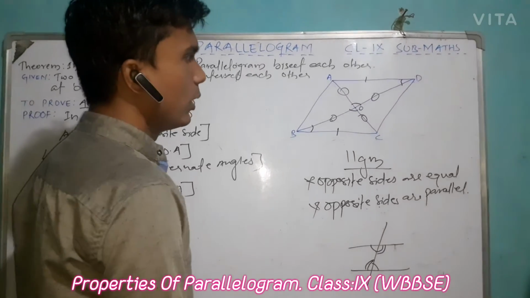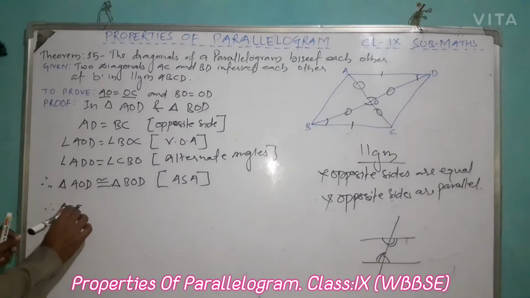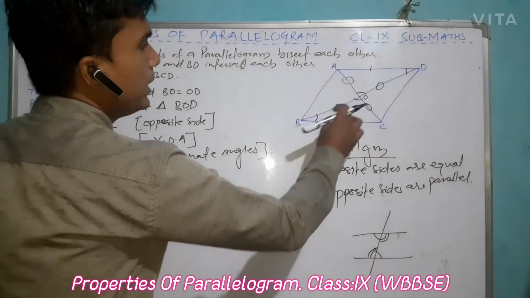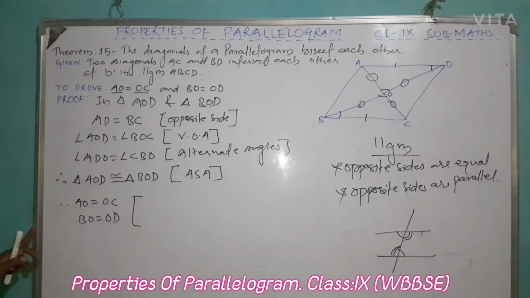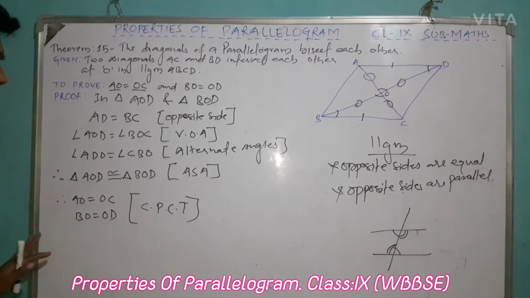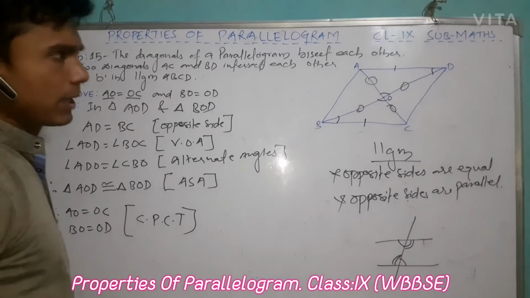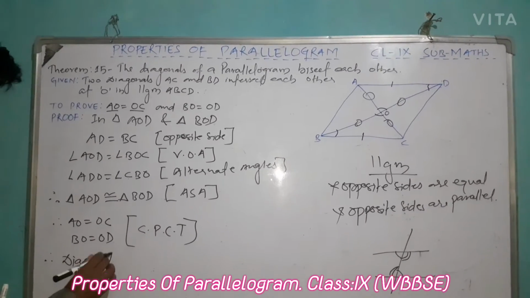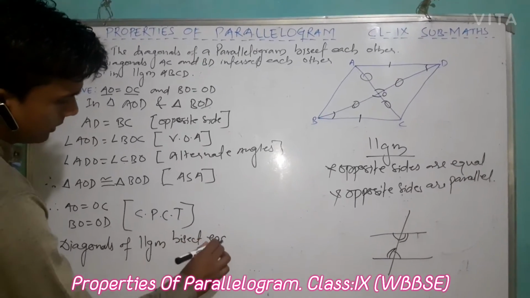Now that we have proven congruence, we can say that side AO equals OC. Therefore AO equals OC. Another thing we can say is that BO equals OD, right? For both, the reason is CPCT. CPCT stands for corresponding parts of congruent triangles. So we have proved that the diagonals of a parallelogram bisect each other, right? Therefore, the diagonals of a parallelogram bisect each other.